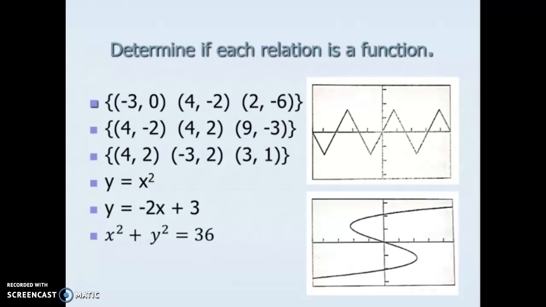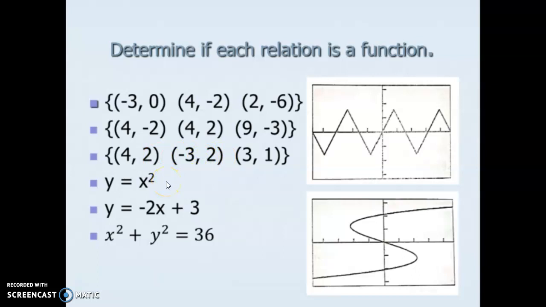On the first one, looking at my ordered pairs, my x values are -3, 4, and 2, so none of my x's repeat, so yes, it is a function. On the second one, I have my x values of 4, 4, and 9. Since the 4's showed up twice, it either gave me a -2 or a 2. That is not a function. On the third one, my x values are 4, -3, and 3, so none of the x values repeat, so it is a function. It does not matter that the y values repeated. It matters whether the x values do.